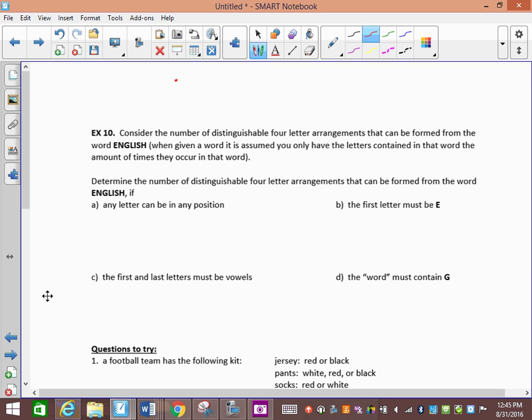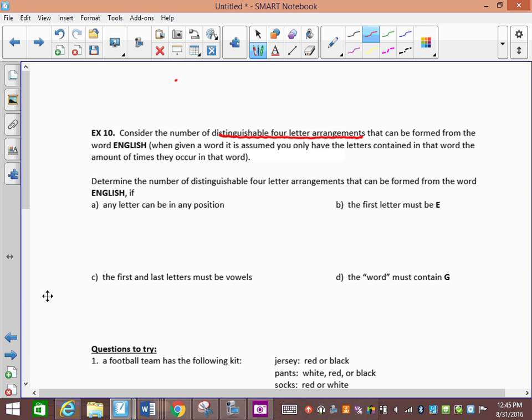So, consider the number of distinguishable 4-letter arrangements, and this is the thing that you have to read really, really closely, because sometimes we're rearranging the entire word English, or sometimes we're only making a 4-letter word out of all those letters. Okay? Just read closely. Consider the number of distinguishable 4-letter arrangements. So we're only making 4-letter words here. I know English has more letters than that, but we're only using 4. That can be formed from the word English.